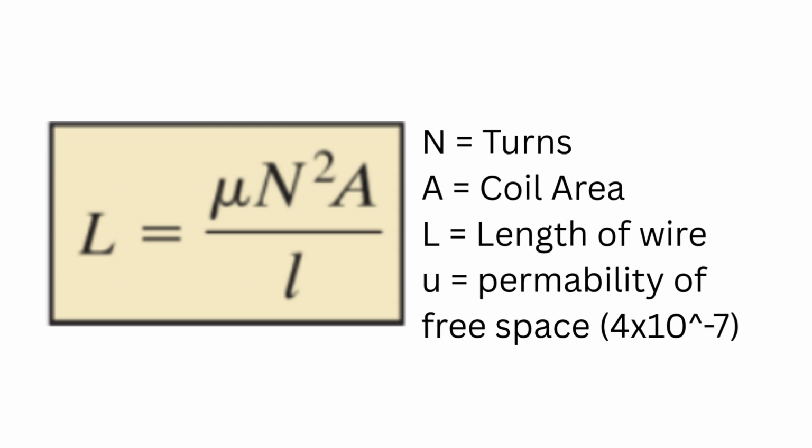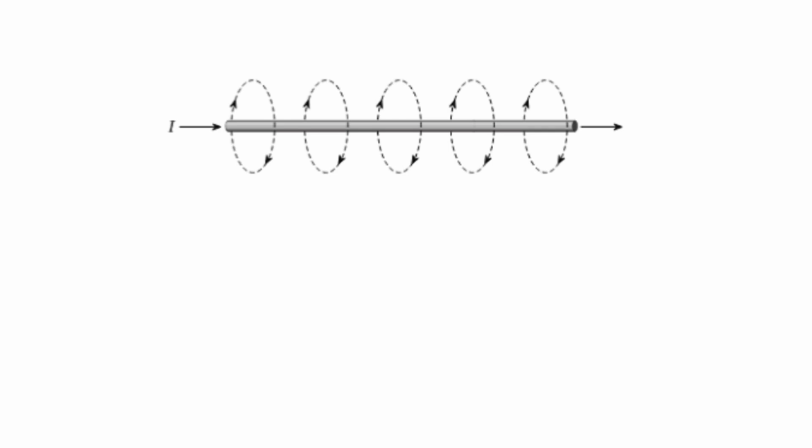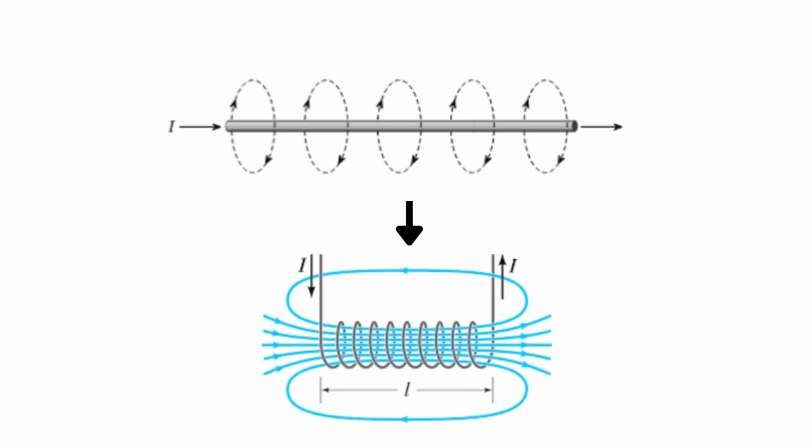The measure of this opposition is called inductance, which depends on the number of turns squared, coil area, and length of the inductor, where μ is the permeability of free space. Current flowing through any wire creates a magnetic field. However, coiling, like an inductor, improves field interactions, significantly increasing magnetic field strength as well as inductance.